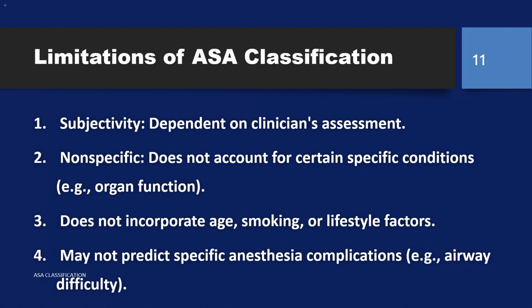Limited predictive value. It may not predict specific complications. The ASA classification may not predict specific anesthesia complications such as airway difficulty. Limited guidance for certain situations: it may not provide sufficient guidance for certain complex or high-risk situations. The ASA classification has several limitations, including subjectivity, nonspecificity, lack of consideration of lifestyle factors, and limited predictive value. These limitations highlight the need for careful consideration and clinical judgment when using the ASA classification.